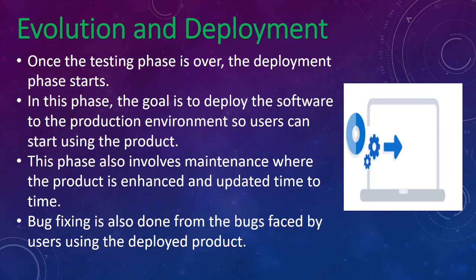Once the testing part is done, we come to the last phase, which is the evolution and deployment. So once the testing phase is over, the deployment phase starts. In this phase, the goal is to deploy the software to the production environment so users can start using the product. So this phase contains two major steps. First is deployment and then maintenance.